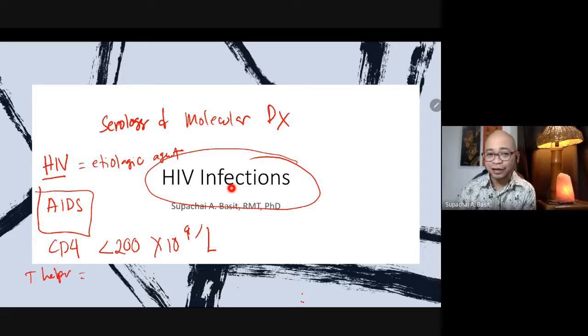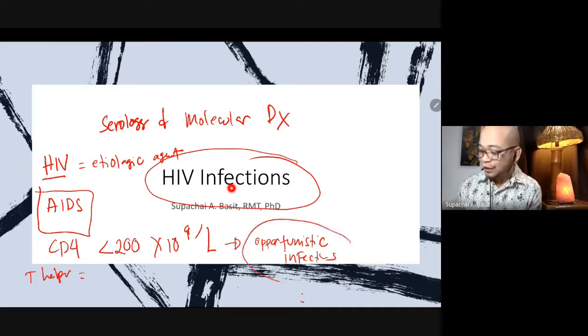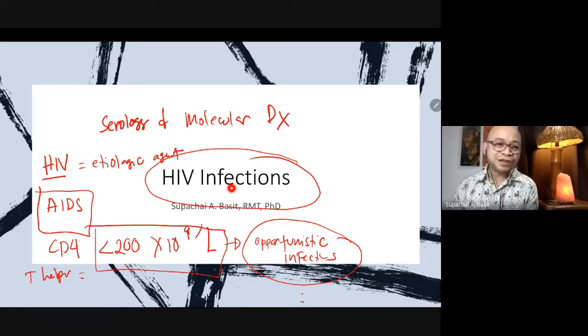If this is your CD4 level, which by the way is your T helper cell, you become what? Immunocompromised. And if you are immunocompromised, you will be prone and susceptible to opportunistic infections, which we will be discussing later on. So if you have opportunistic infections that are attributed to a CD4 level of less than 200 times 10 to the 9 per liter, then that is considered AIDS, or acquired immunodeficiency syndrome.